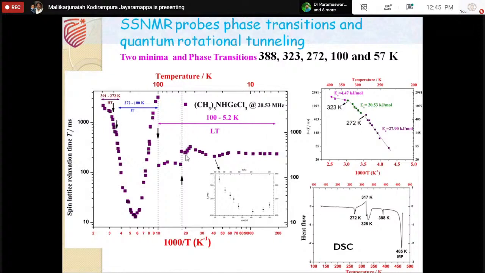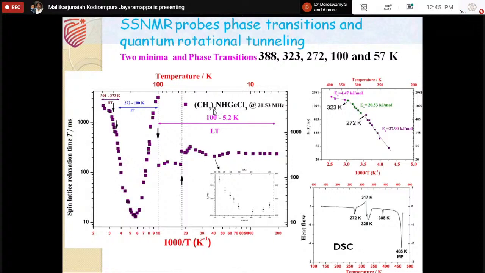The other is that at low temperature, quantum rotational tunneling can also be measured using this solid state NMR technique. Whatever motions or minima we are seeing here correspond, one minimum to the methyl group, only the CH3 group, and the other minimum to the trimethylene group.